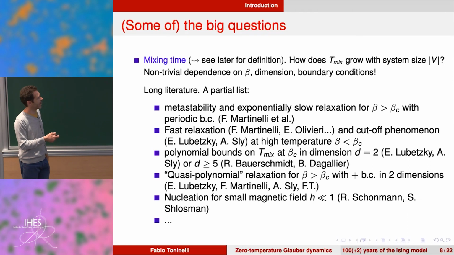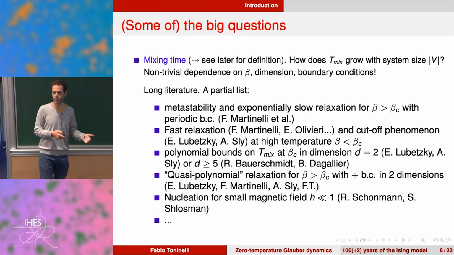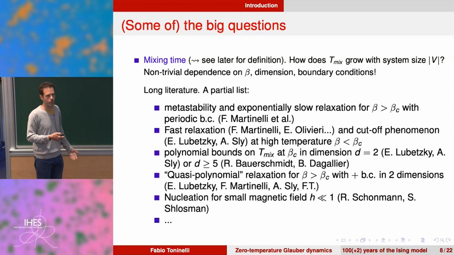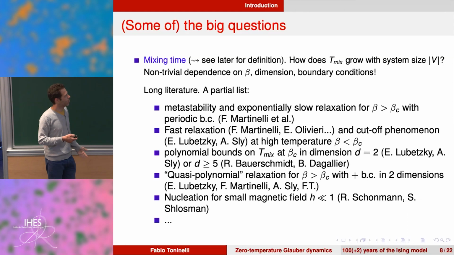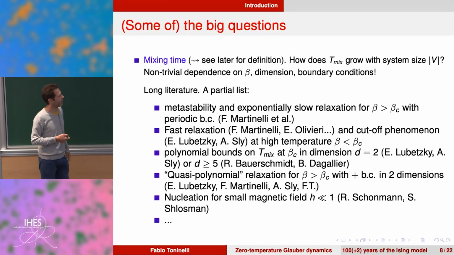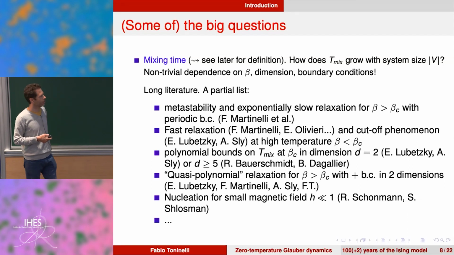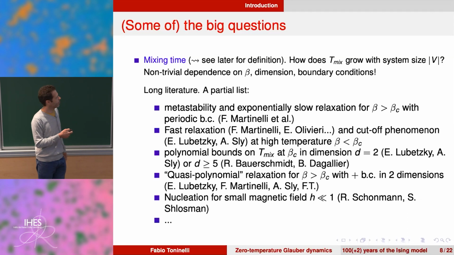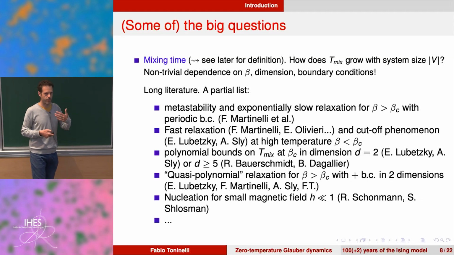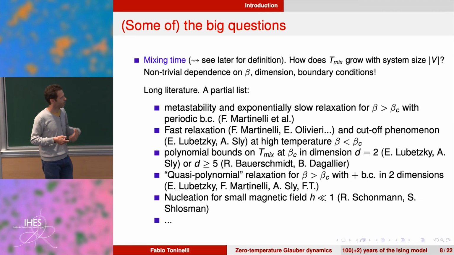On the opposite side, for beta smaller than beta_c, relaxation is fast. This is quite intuitive and actually quite easy to prove if beta is very small. But to cover the entire high temperature phase is highly non-trivial. For instance, in the works by Lubetzky and Sly, it was proven that in this whole region you have fast relaxation, but also what is called the cutoff phenomenon.